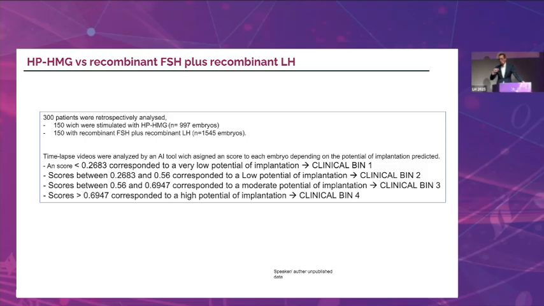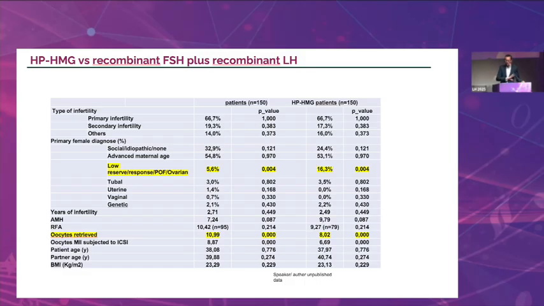Two groups, one using only HMG and the other using recombinant FSH and LH together. And we take a look at the score of the embryos. What we did in this is the distribution of the population, or the quality of the patients, on how they were distributed. The first thing that you can see is the number of eggs in this retrospective study was significantly different between patients that were coming from recombinant hormone versus HMG.